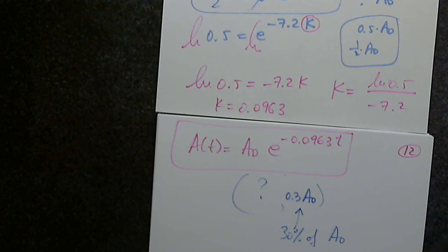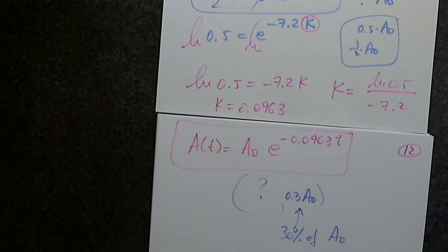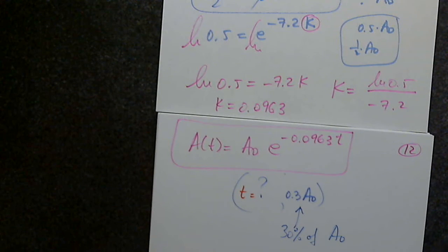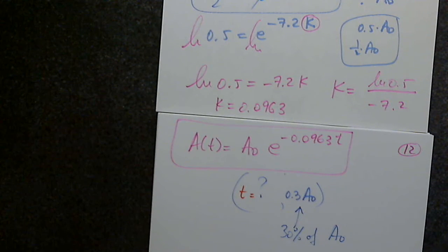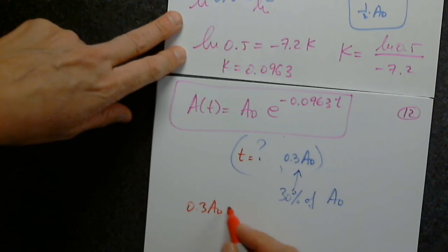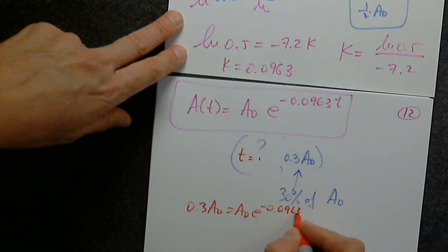Excellent. Now I want to plug this point in. So please tell me what to write. Of course, t is t because I don't have it. This is what I'm after. So what will you write? Let's start with the left-hand side. Exactly, 0.3A0. Awesome. The right-hand side is A0 e to negative 0.0963t.